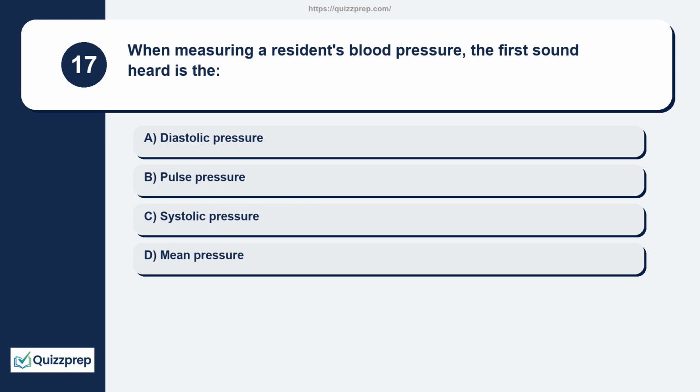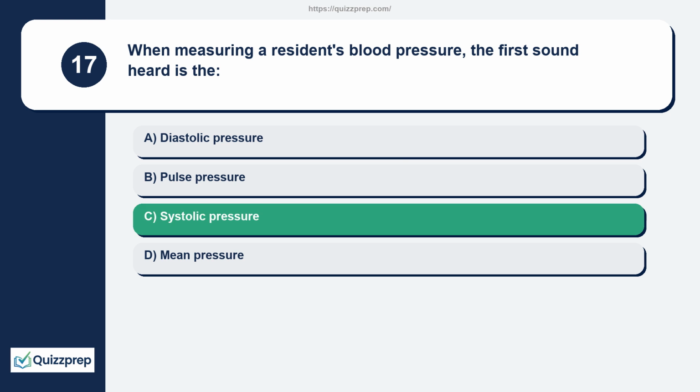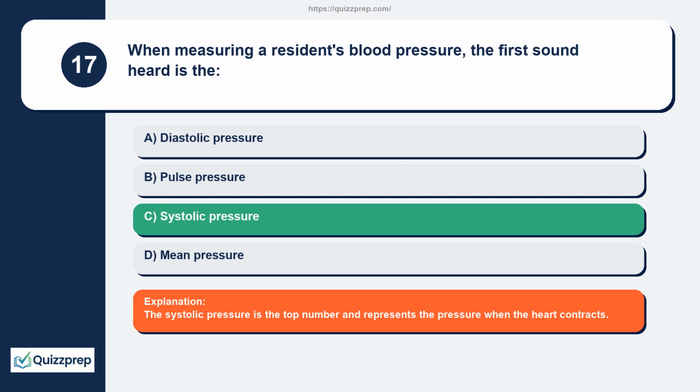Question 17. When measuring a resident's blood pressure, the first sound heard is the: diastolic pressure, pulse pressure, systolic pressure, mean pressure. The systolic pressure is the top number and represents the pressure when the heart contracts.